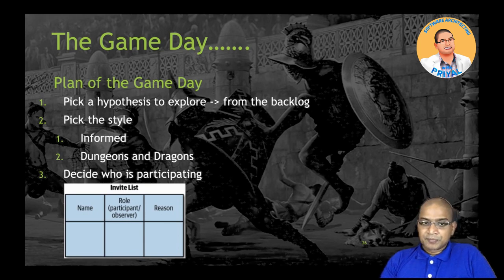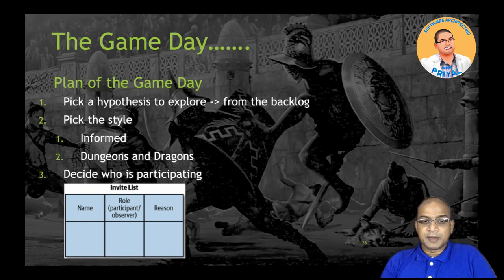Normally, we would recommend doing Dungeons and Dragons if you have formalized all the other things properly, like monitoring and redundancy systems. If all the backup systems are done properly, then it's better to go ahead with Dungeons and Dragons. Or else, if you are a novice or new to chaos engineering, it's always better to start with the informed method.